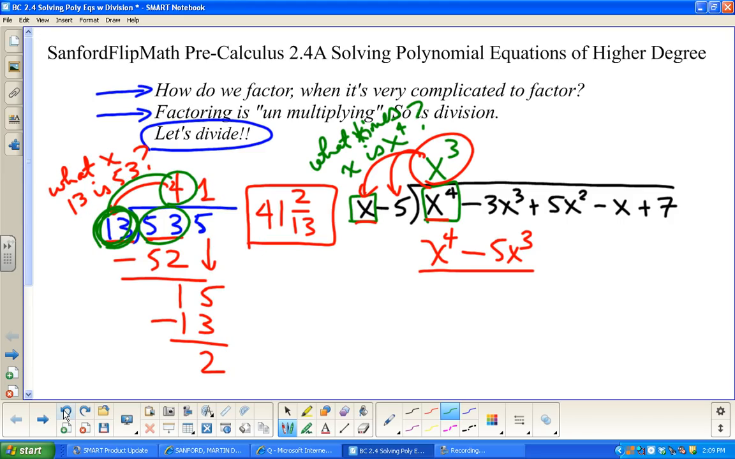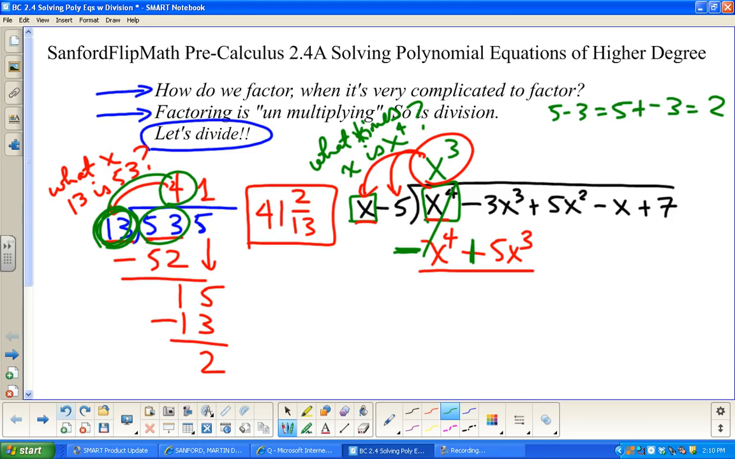Here's my recommendation. I need to subtract this whole thing. Instead of writing it that way, though, I'm going to change the signs and add. Just like if I was doing 5 minus 3, that's the same thing as 5 plus negative 3. So I'm going to make this negative and make this plus, and now I'm going to add.